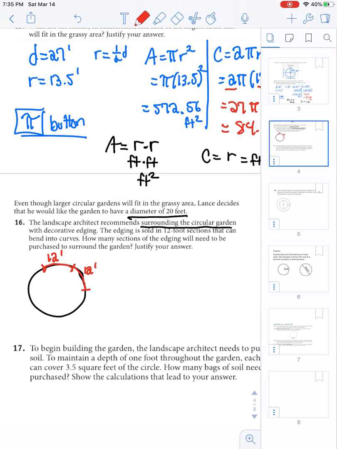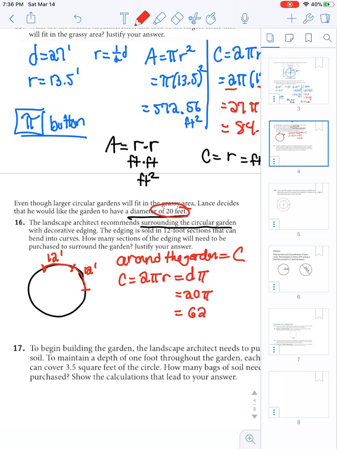We need to decide how many sections of the edging will be needed to purchase for the garden. Since we're going around the garden, this tells us that we need to find the circumference of the garden rather than the area. Circumference is 2 pi r, or diameter times pi. We know the diameter is 20 feet, so if we plug in the 20 using the pi button, it looks like our circumference is about 62.83 feet.